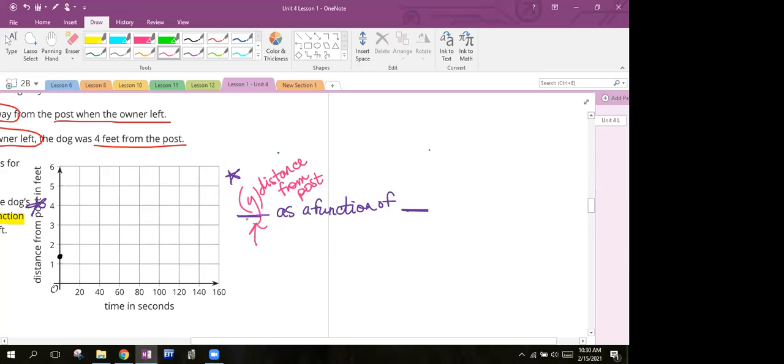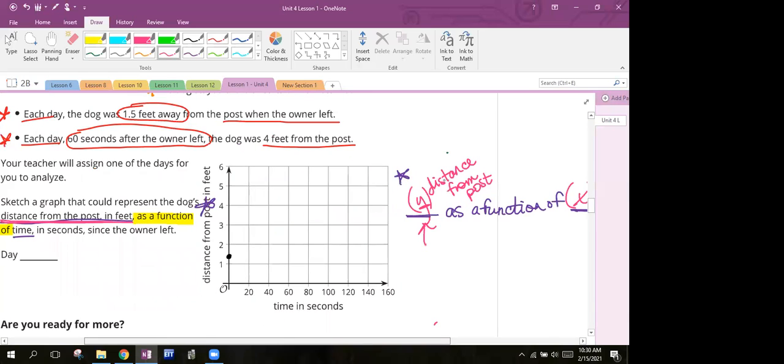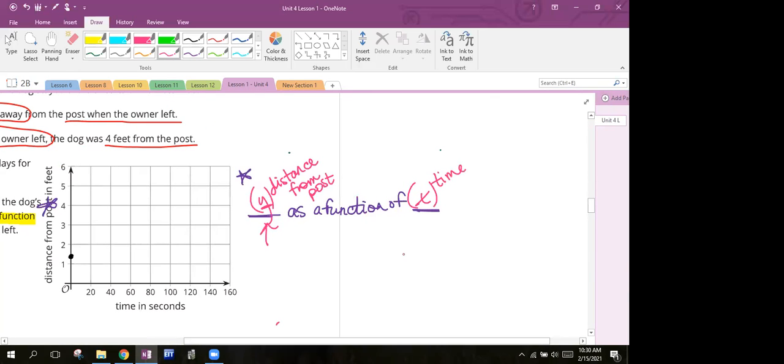So if that first variable is always going to be our y value, then the second variable, as a function of, is our x. So the x in this case is what? Time. Yep, time. So we're going to have distance as a function of time. We can already see those values represented in our graph. We can see time is on our x, and distance from the post is on our y value.